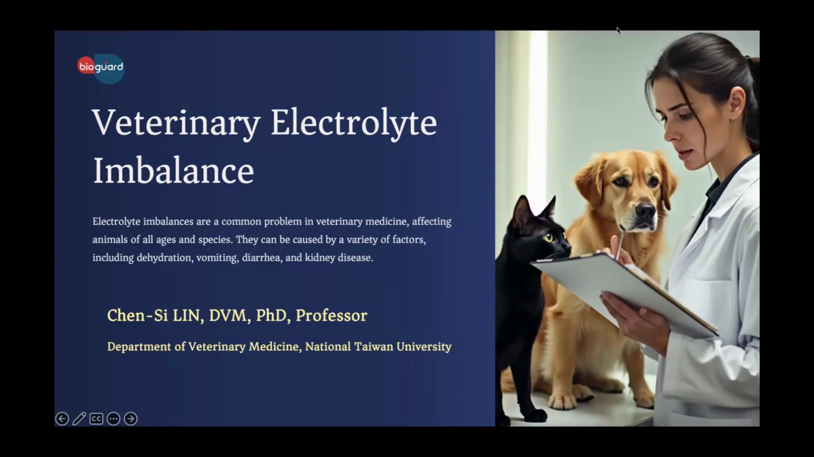Electrolyte balance is crucial in veterinary pathology, supporting cellular function, fluid homeostasis, and overall health of animals. Key electrolytes like sodium, potassium, calcium, and chloride regulate osmotic balance, acid-base stability, and neuromuscular function. Imbalances can cause dehydration, renal issues, and metabolic disorders, making accurate measurements essential for diagnosis and treatment.